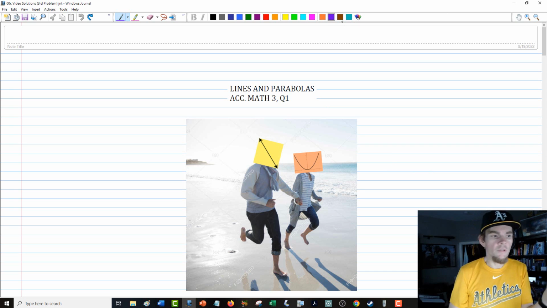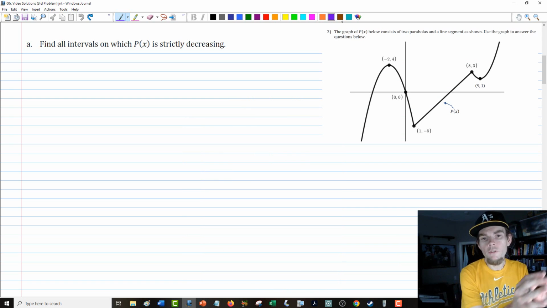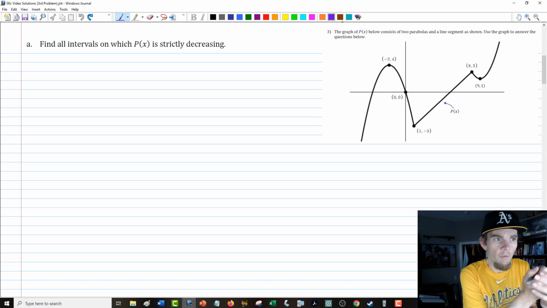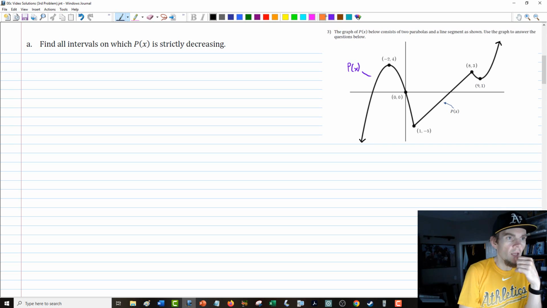So without further ado, this is question number 3 from the lines and parabolas assignment. We're going to kick things off with part A. The question stem is written on the screen in the upper right hand corner, and it says the graph of P of x below consists of 2 parabolas and a line segment. So first of all, this entire thing is what we're calling P of x. And by the way, there's a little flaw in the picture. There should be arrows right there. So let me just add them.